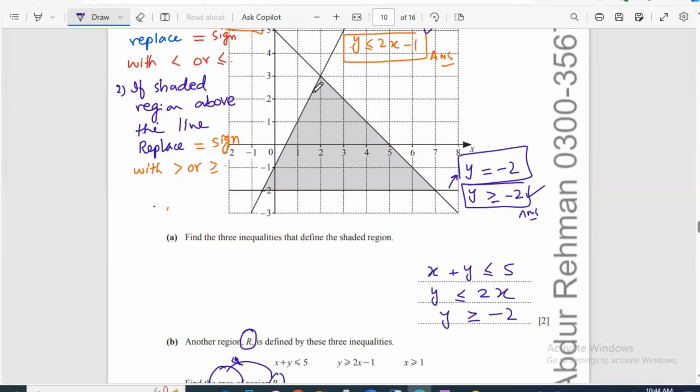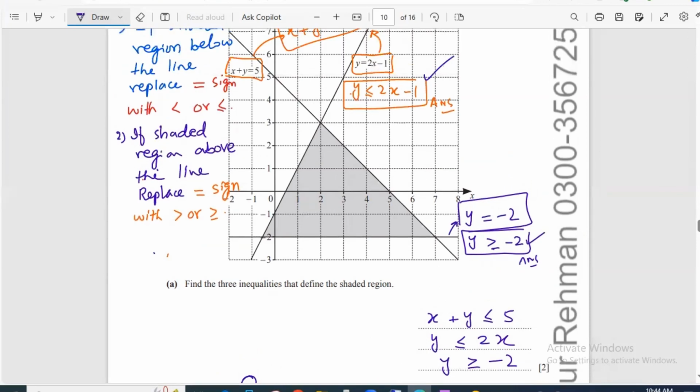So the region will be y is greater than 2x minus 1, above the line, and x is greater than or equal to 1. So this line is the x equals 1 line here.